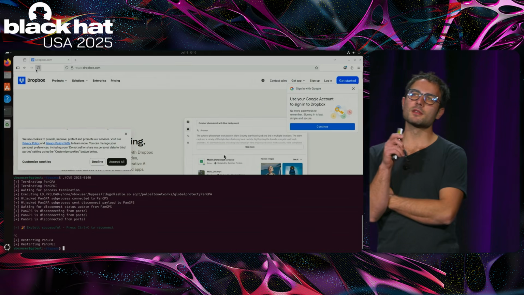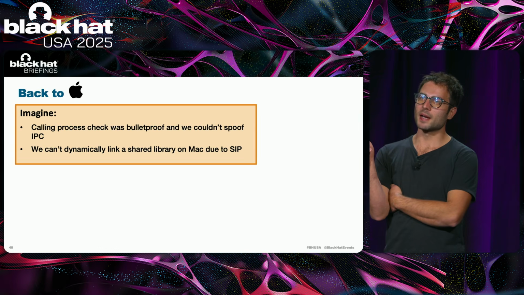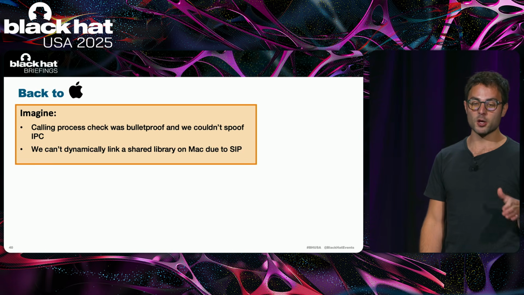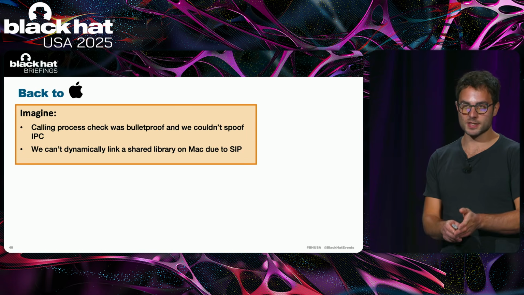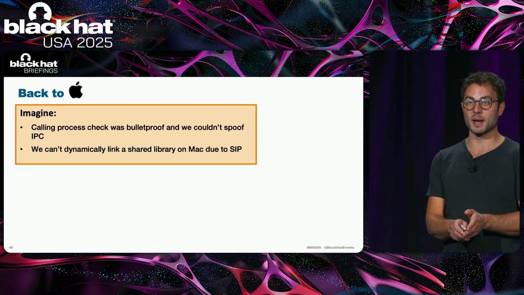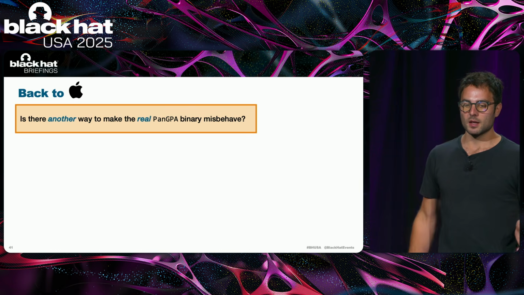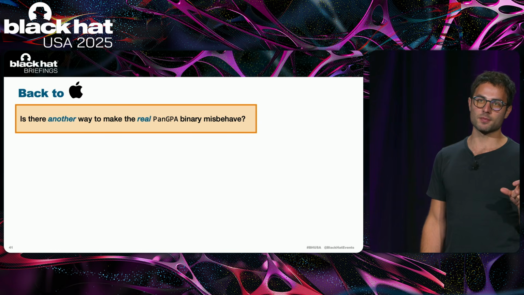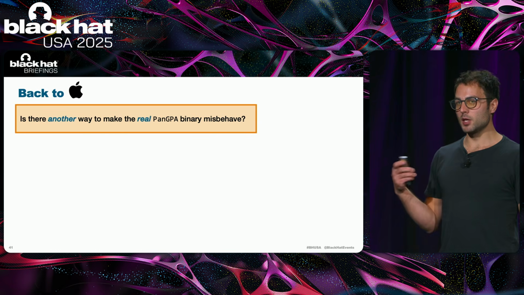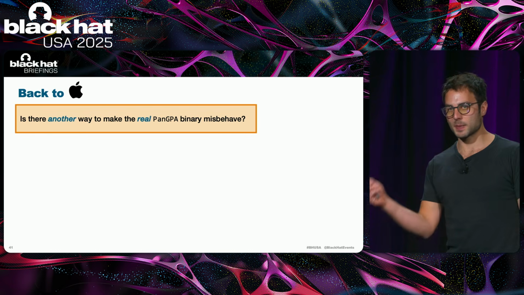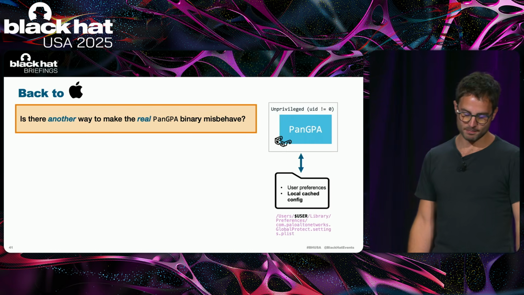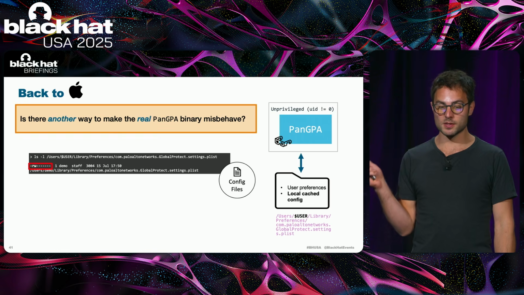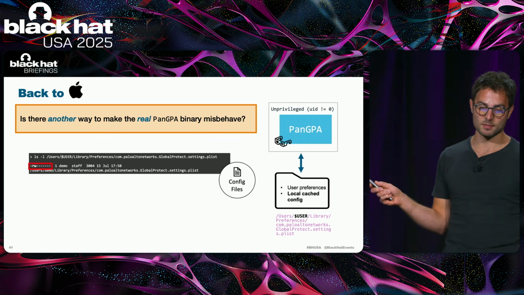At this point, it got me thinking, maybe there's something similar we can do in Mac. Imagine that that process check was bulletproof, and we couldn't spoof IPC. And we can't do the same trick because we can't dynamically link a shared library on Mac due to SIP. Is there any other way that we can make the real pan-GPA binary misbehave? And we were enumerating all sorts of things about what pan-GPS is doing, what pan-GPA is doing. And one of the things pan-GPA is doing is it's reading and writing from this plist file. It sits inside the user's directory. So unsurprisingly, the user has full read-write access.